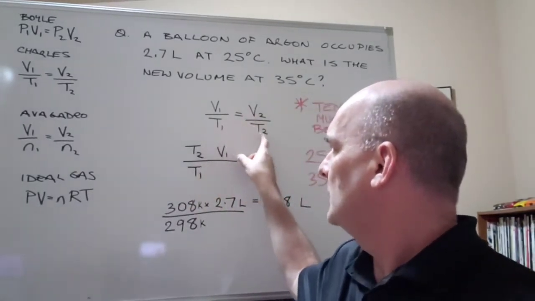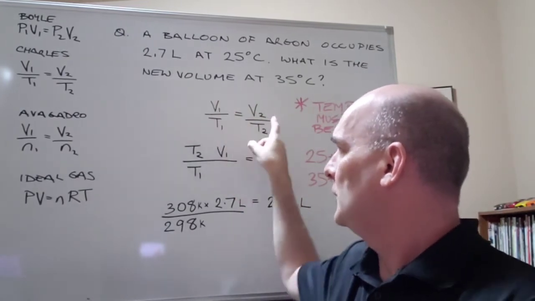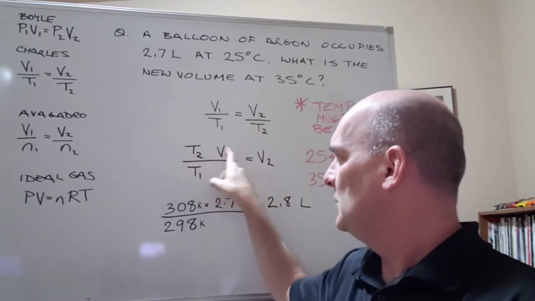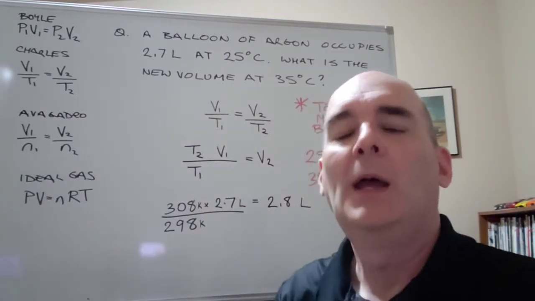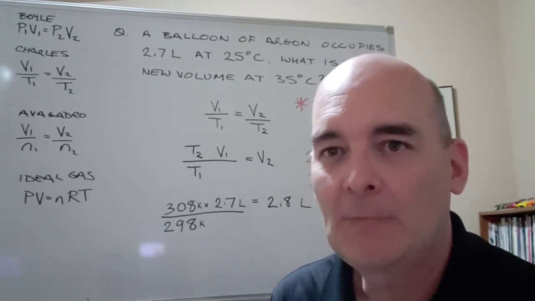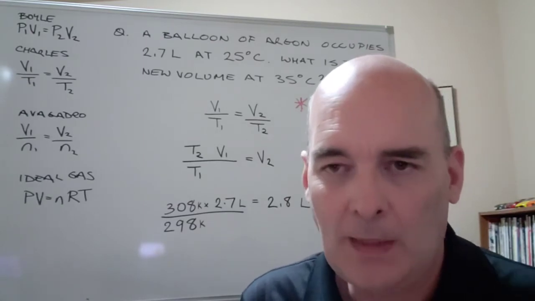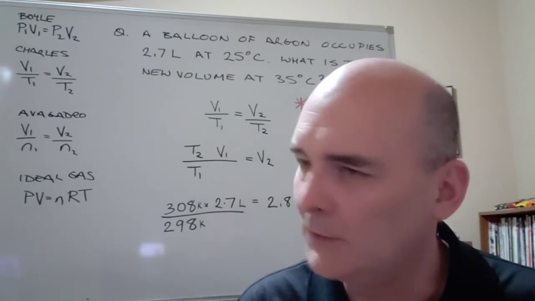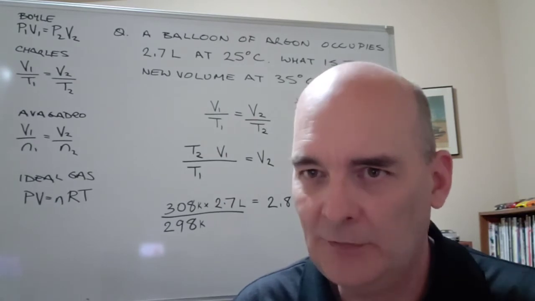So the first thing that we're going to do is get V2, because the question is asking about the new volume on its own by moving T2 across the equal sign. So T2 times V1 divided by T1 is now equal to V2. And that's when you think about putting the numbers into the equation. But you've got to stop. This is Charles's law. It relates volume to absolute temperature, not to Celsius. Volume is related to Kelvin.